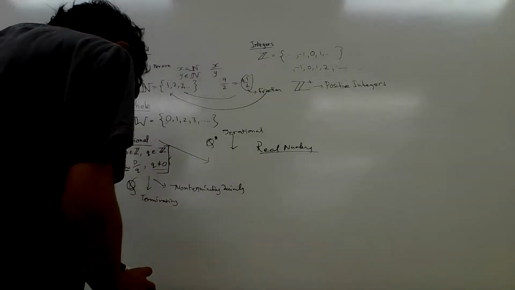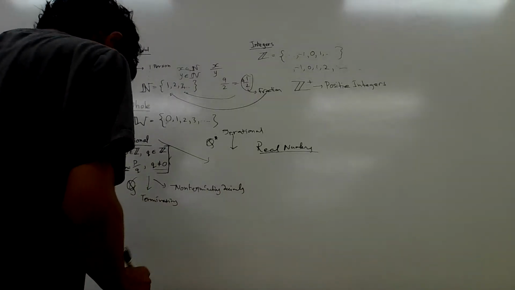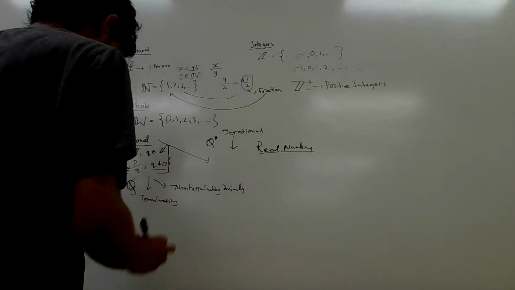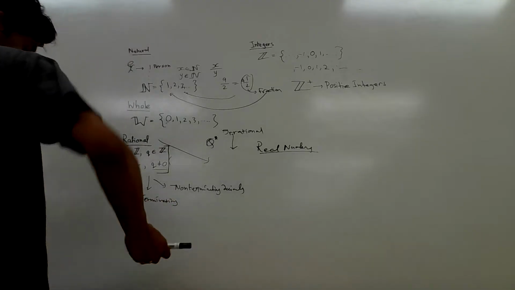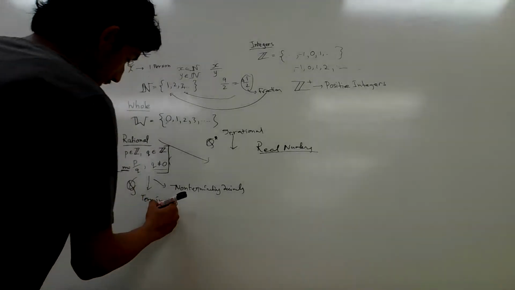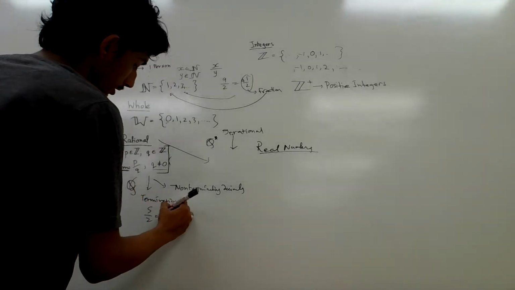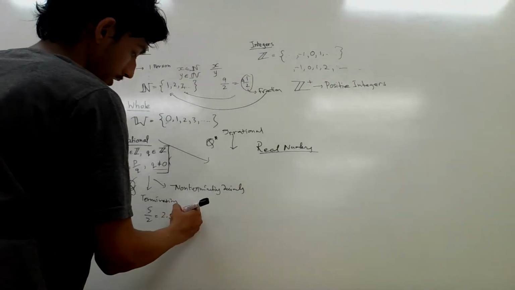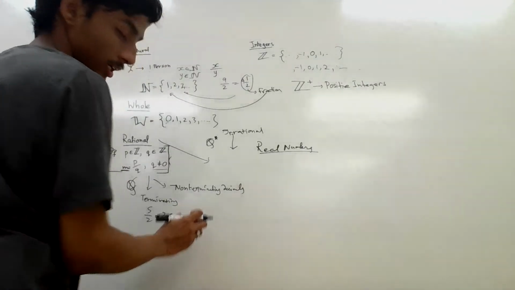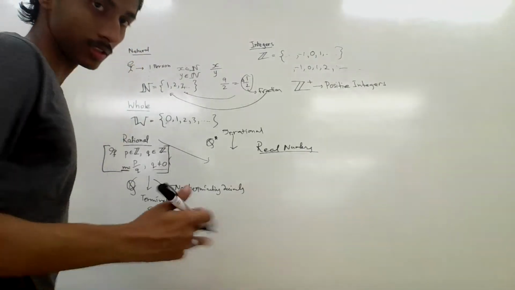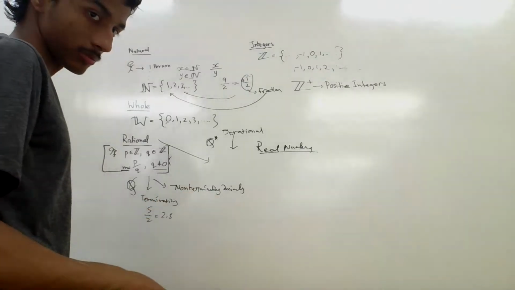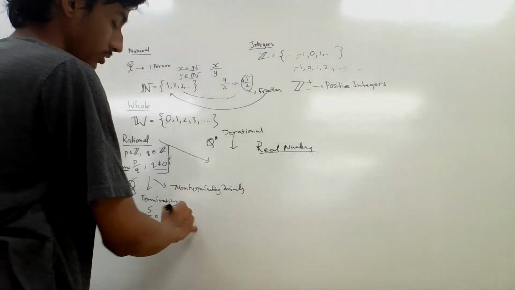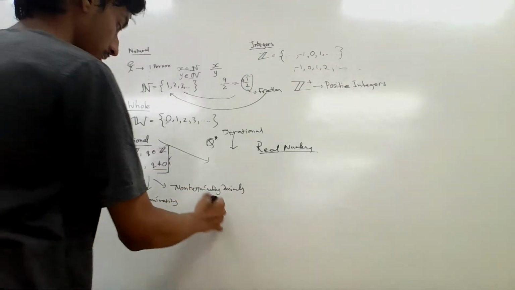So terminating and non-terminating decimal expressions or expansions, whatever you want to call them, are like, for example, 5 by 2. This gives you 2.5. You can add a zero here, but that's just a sense of precision and doesn't really mean anything. It literally means zeros to the end.